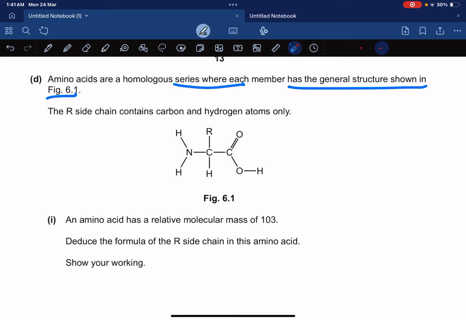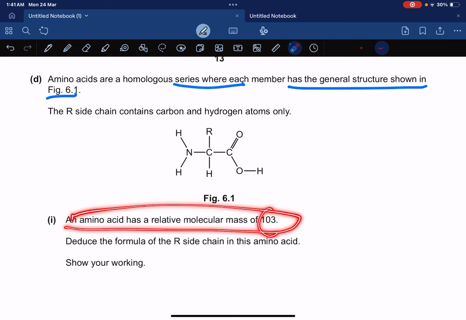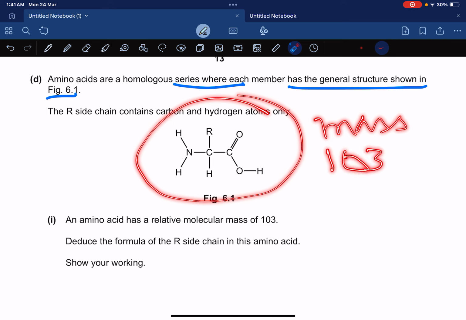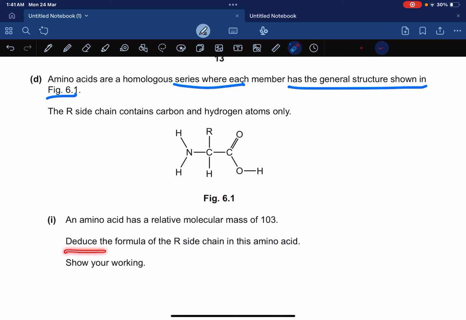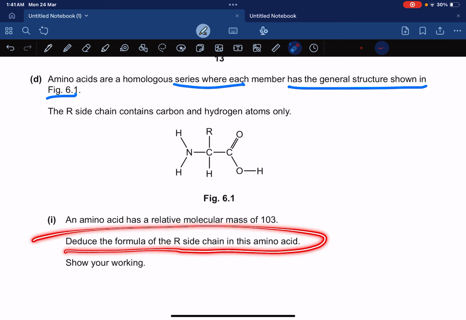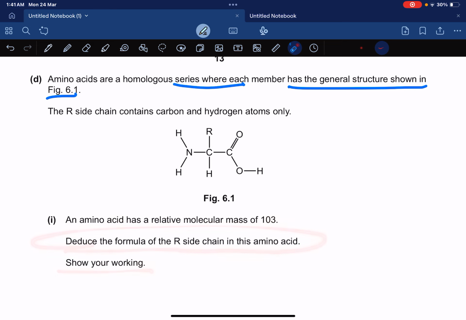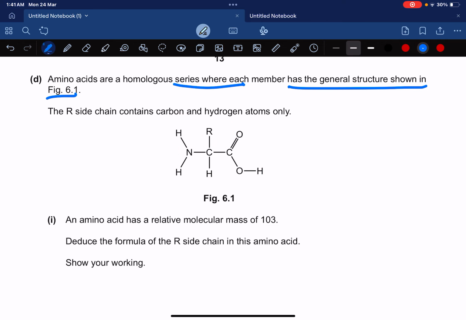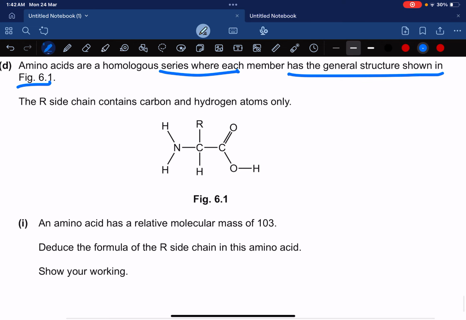ठीक है. अच्छा, amino acid has the relative molecular mass of 103. ठीक है. मतलब इस टोटल का जो mass होएगा वो basically होएगा 103. ठीक है. Deduce the formula of the R side chain in this amino acid show your working. अच्छा, सबसे पहले तो हम R साइड के लिए बाकी साइड का तो फार्मूला निकाल के उसको टोटल में से माइनस कर सकते हैं ना. ठीक है. लेट्स फाइंड आउट द फार्मूला फॉर अदर थिंग्स. हाइड्रोजन यहाँ से स्टार्ट करते हैं.